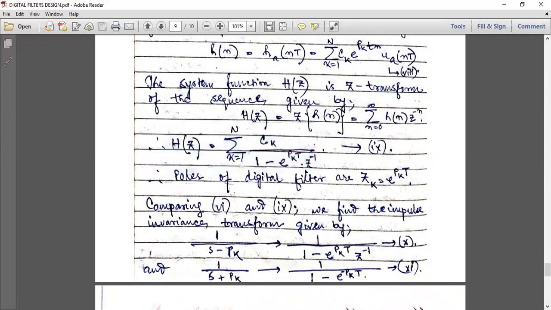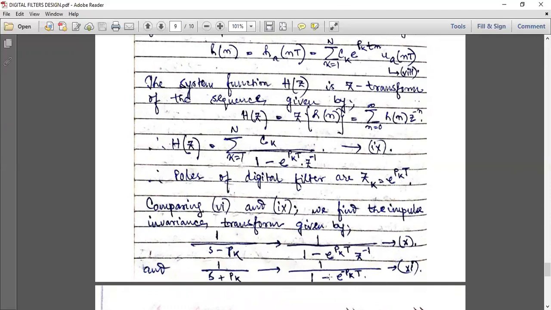So if you compare these two, then we find the impulse invariance transform given by 1 by S minus Pk coming out as 1 by 1 minus e to the power Pk into t into Z to the power minus 1, or 1 by S plus Pk will be turning out as 1 by 1 minus e to the power minus Pk into t.